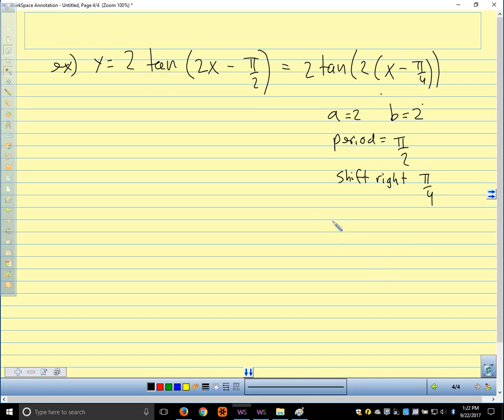And now let's find our asymptotes. We're going to say 2x minus pi over 2 equals negative pi over 2. So we add pi over 2 to both sides, divide by 2. I get x equals 0. And we're going to say 2x minus pi over 2 equals positive pi over 2. Because this tells us how the function shifts, including the asymptotes. So I get 2x equals pi. So x equals pi over 2. It should be 1 period between the two asymptotes. And my 1 period is pi over 2. So that looks good.